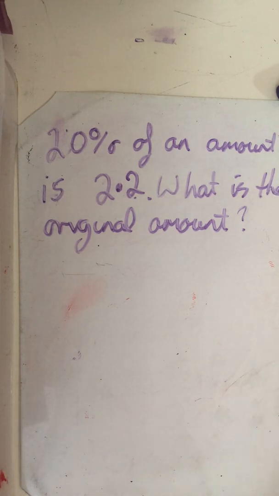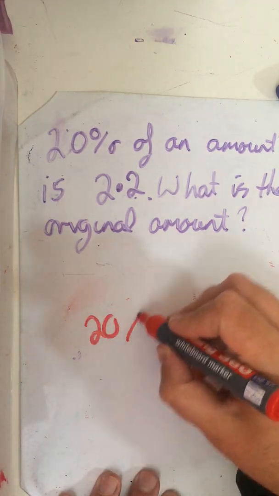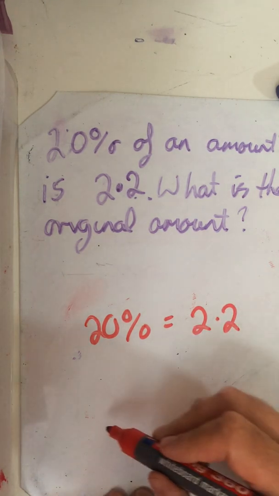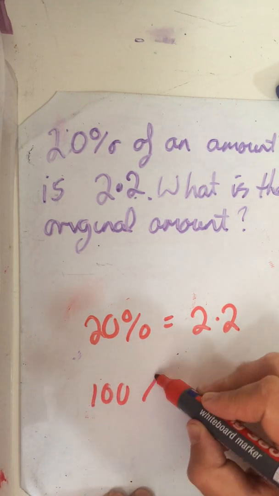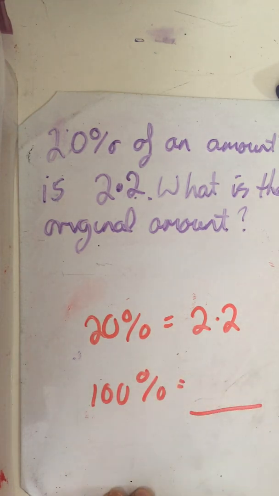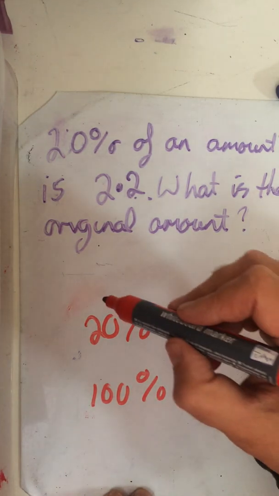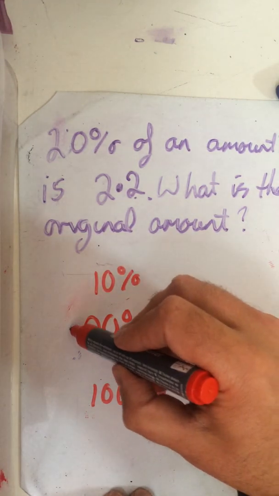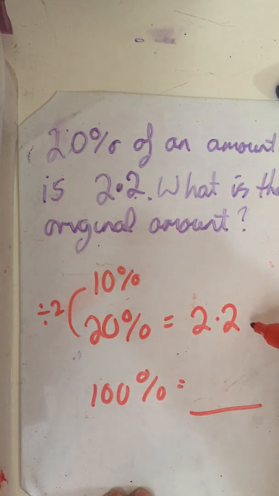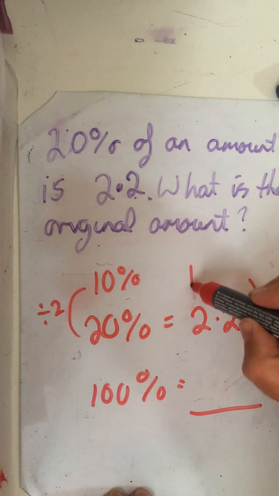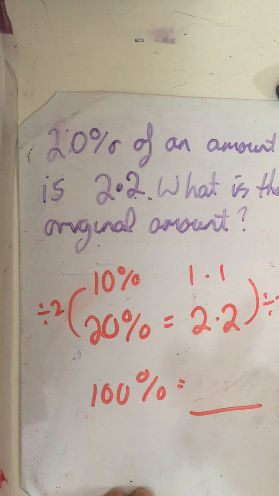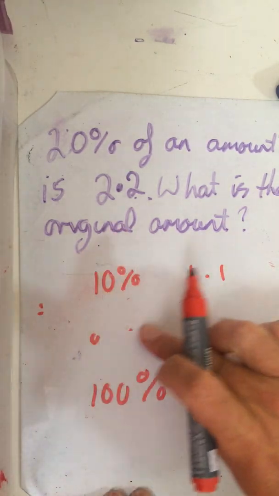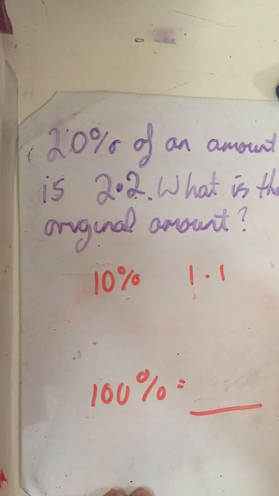So again, I write down what I know. I know that 20% is equal to 2.2, and I need to find out what 100% is. That will be my answer, the whole thing. So again, I find out 10% first. To get from there to there, I'm dividing by 2, and I divide by 2, it gives me 1.1. So now I know that 10% is 1.1.